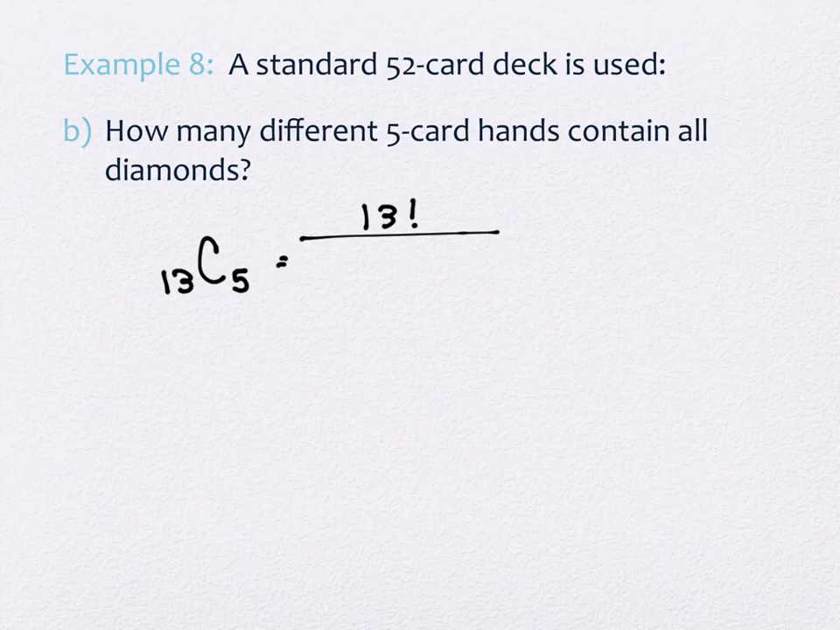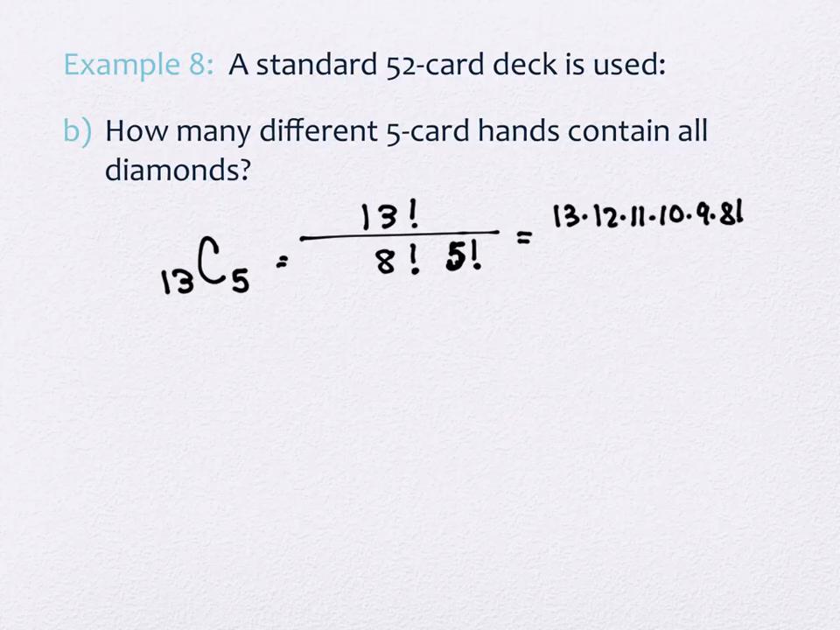On bottom, how many cards do I not get? I get 5. So how many do I not get? 8. So I have 8 factorial and 5 factorial on bottom. So I'm going to multiply my 13, 12, 11, 10, 9, and 8 on top. I have 8 on bottom, and then 5, 4, 3, 2, and 1.